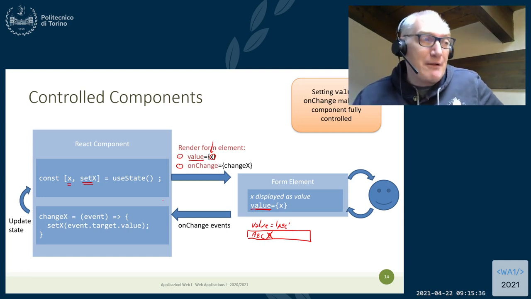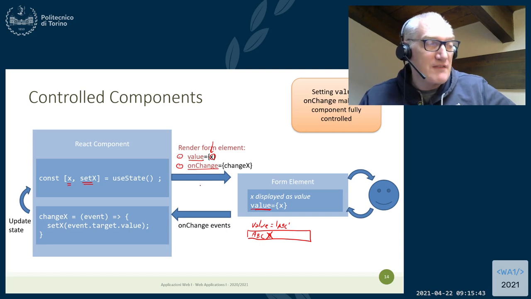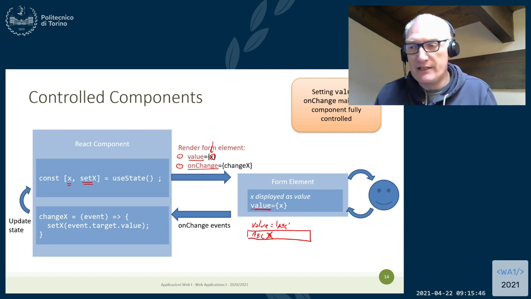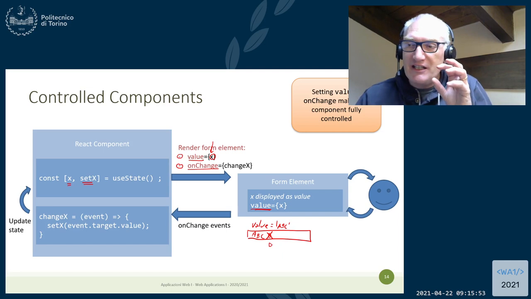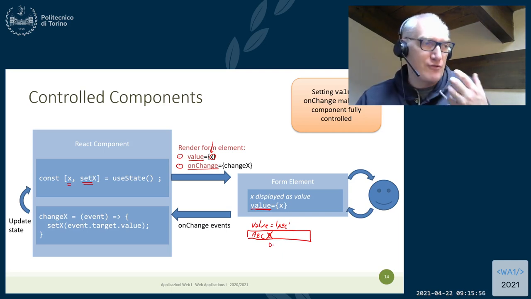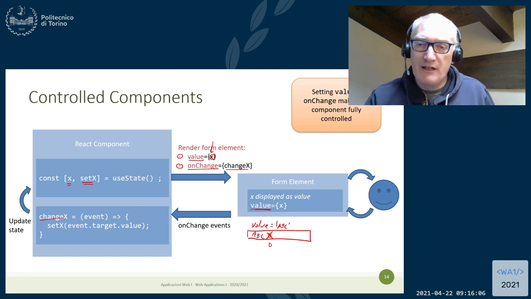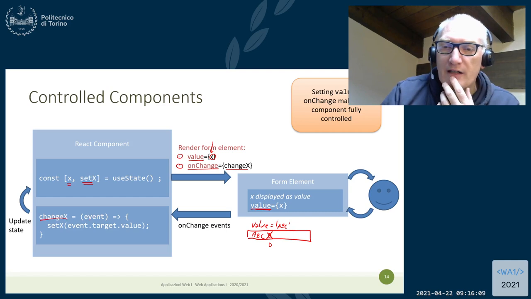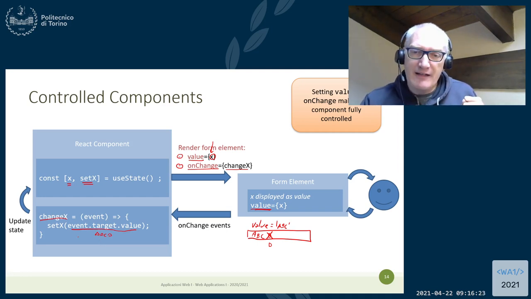The way of allowing the user to change it is to handle the onChange event that is triggered at every keystroke, as I said. So we are typing our D. The D value changes the internal value of the input and generates an onChange event. This onChange event is registered with a listener, I call it changeX here. And this changeX will process the event, get the value, which now is ABCD, that contains the keystroke, and calls setX.